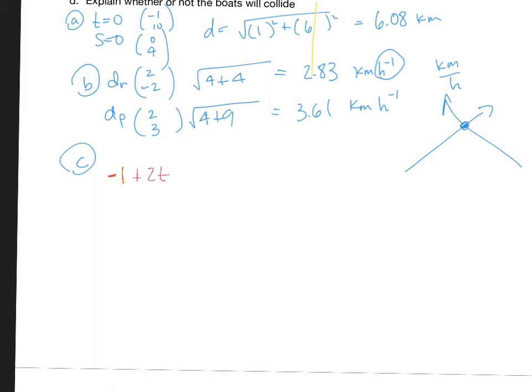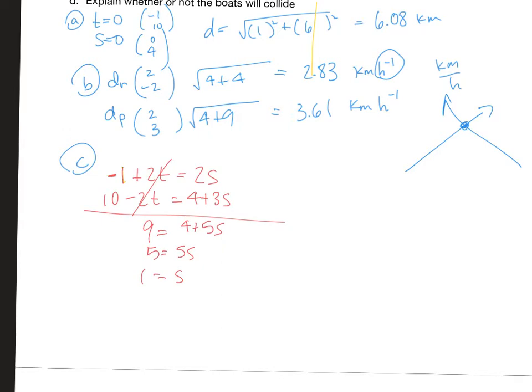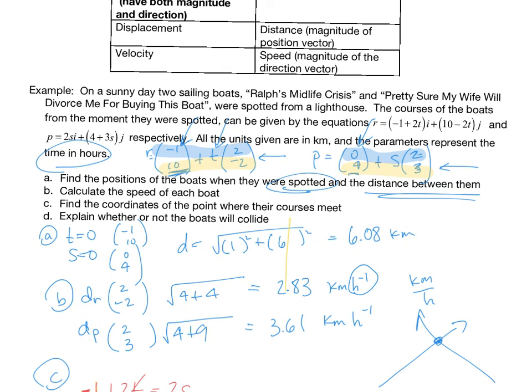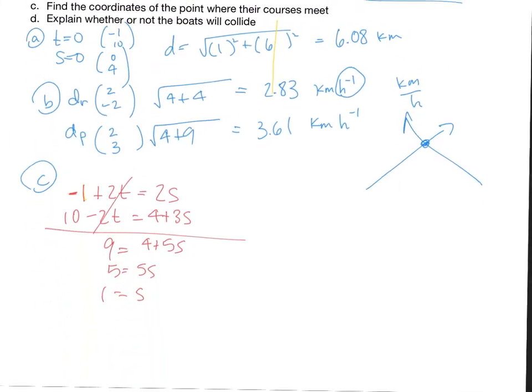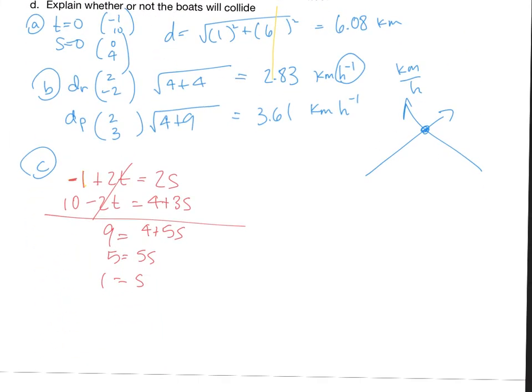Plus 2t equals 2s, along with 10 minus 2t equals 4 plus 3s. And this is set up really, really nice for these t's to cancel out. So 9 is equal to 4 plus 5s, or 5 equals 5s, or s equals 1. And if you plug that in, right, you go way back up here and plug it in, you should get an intersection point of (2, 7).